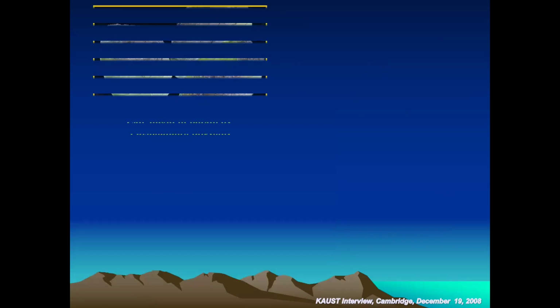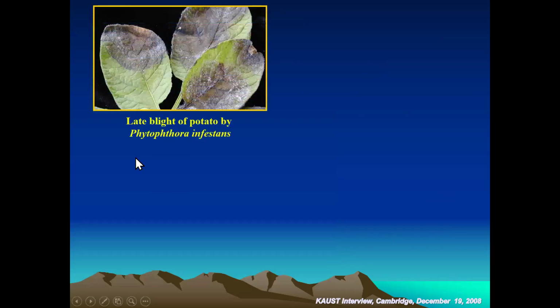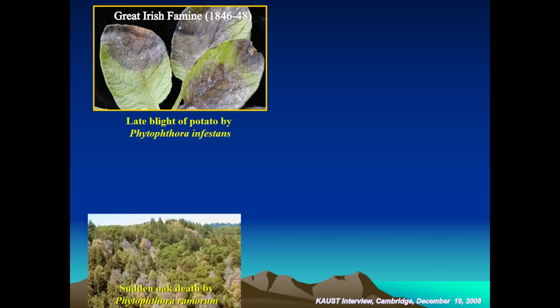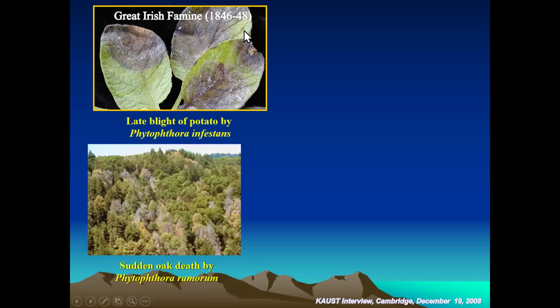One of the oomycetes, Phytophthora infestans, which causes late blight disease in potato, was the cause of the Great Irish Potato Famine in the mid-19th century. In human history, due to a plant disease, late blight in Ireland, in the mid-19th century, 1 million people died due to starvation, and another 1 million people moved to other countries. At that time, people didn't know that it was caused by a pathogen.